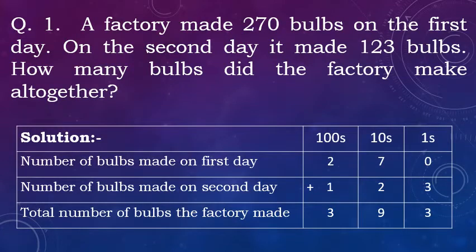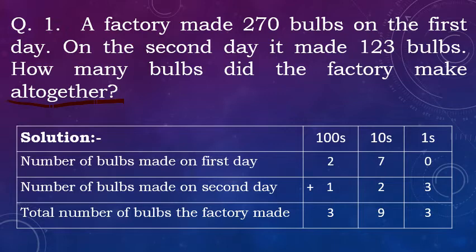Once you understand that you need to add, it is very important to frame a statement. How? Let's see. Here a word problem is: a factory made 270 bulbs on the first day. On the second day it made 123 bulbs. How many bulbs did the factory make altogether? Altogether means, in the first day and second day, how many bulbs the company has made. So altogether says that we need to add.